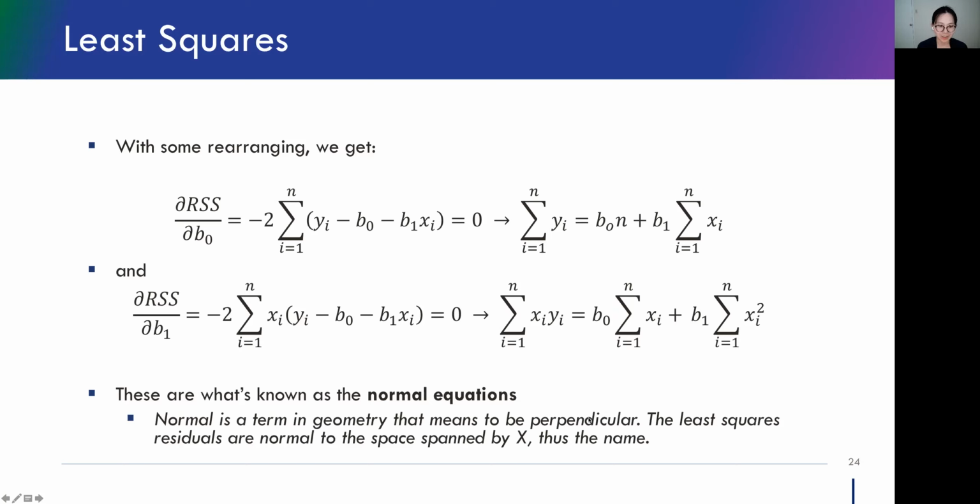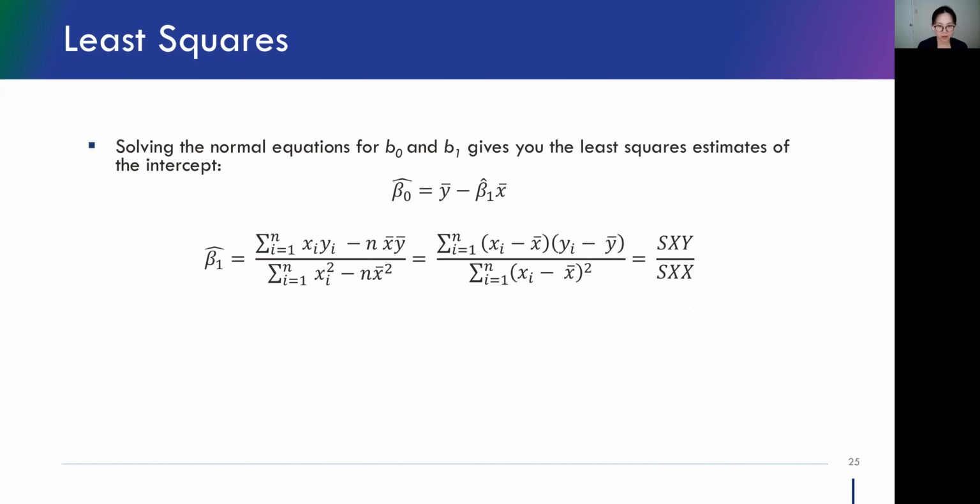Okay, before that, these two are also called normal equations. Normal is a term in geometry that means to be perpendicular. The least square residuals are normal to the space spanned by x. So we just got this term for these equations. Well, so we solve those normal equations, then we get the estimates beta 0 hat and beta 1 hat.